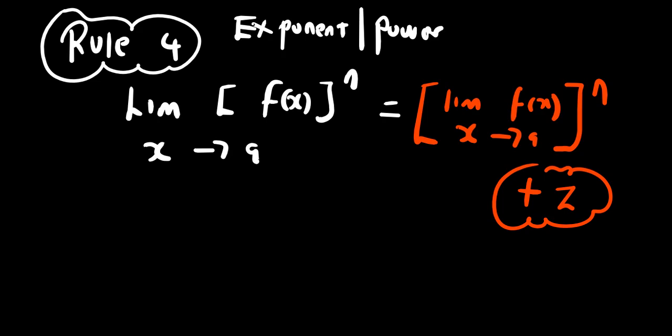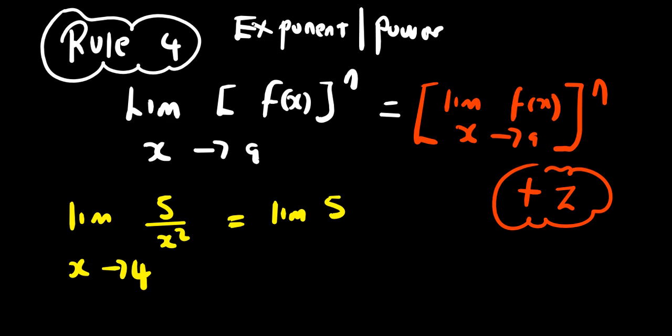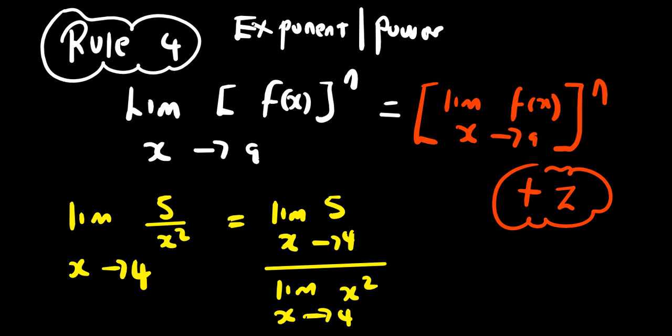An example I can give on this one: let's say you have the limit of 5 over x squared as x is approaching 4. So what you're going to have in this case is the limit of 5 as x is approaching 4 divided by the limit of x squared as x is approaching 4. Now what are we going to have? The limit of a constant on top will just be the same constant, which is 5, over the limit of x squared. Where there is x squared, we are going to replace x with 4.